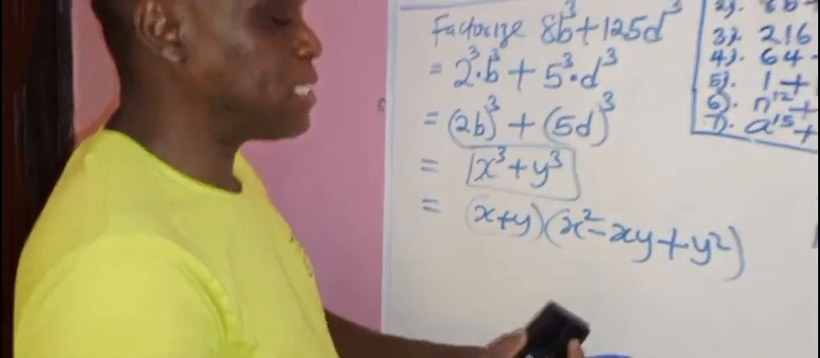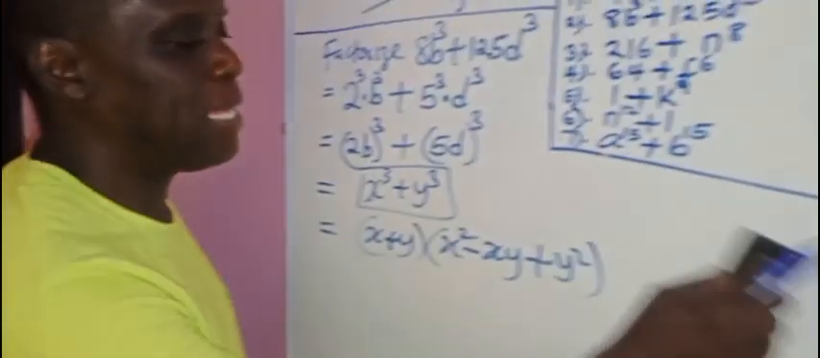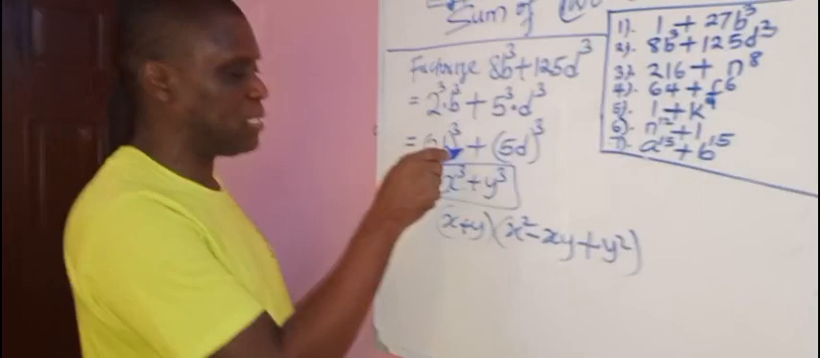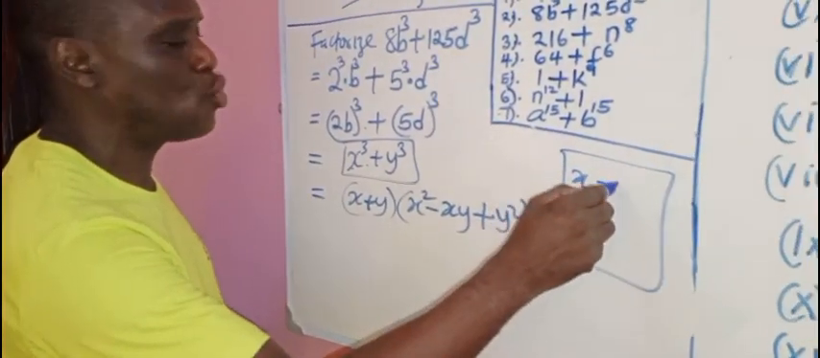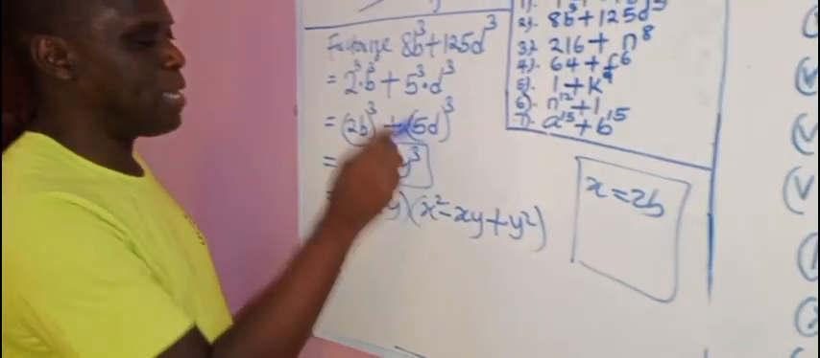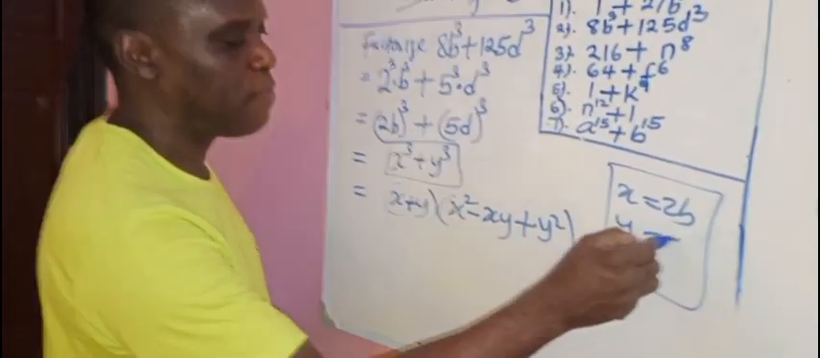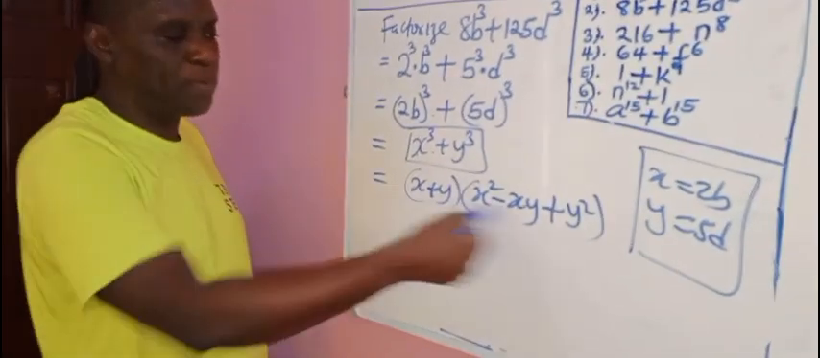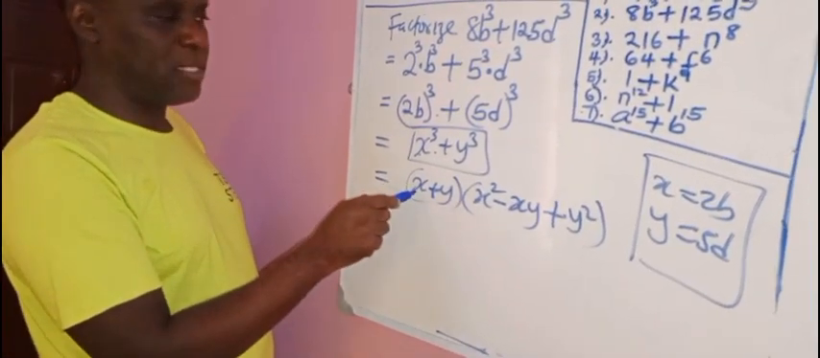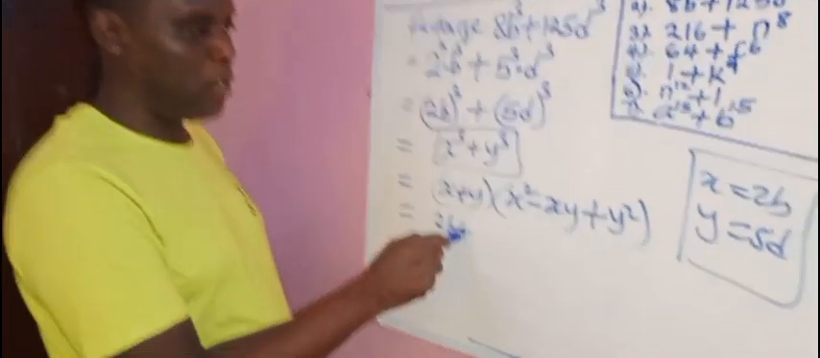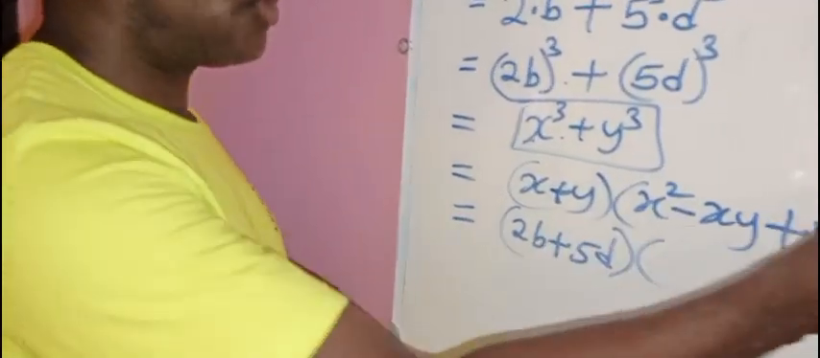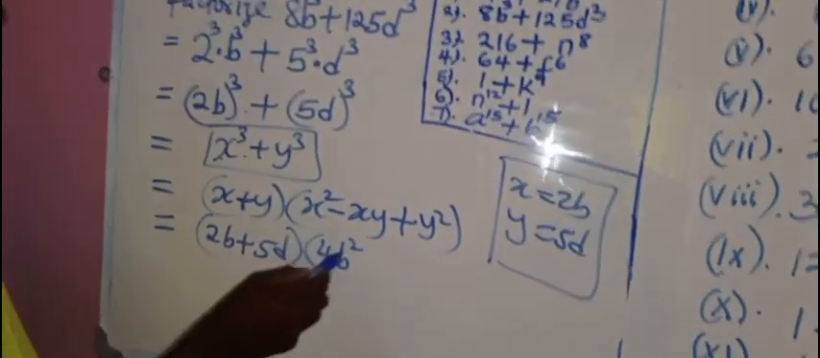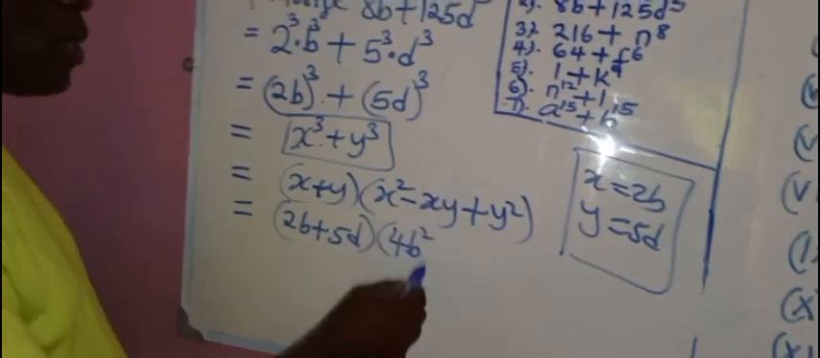Okay, so from this now, we can see clearly that if you compare this with this, our x here is 2b, our y is 5d. So the next thing you do is just to substitute to get your final answer. x, that will be 2b plus 5d in brackets. This one, x, 2b squared, that means 2b times 2b, that will be 4b squared.